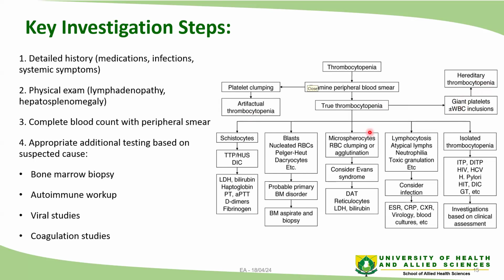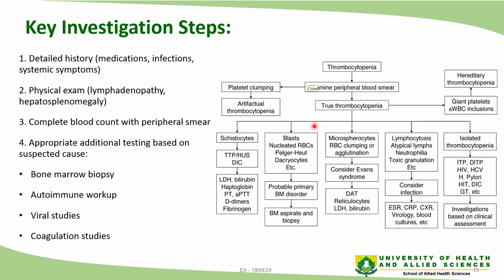And again, if it's true thrombocytopenia and you find schistocytes, then this could point to what we call microangiopathic hemolytic anemia, which in this case could be as a result of TTP, that is thrombotic thrombocytopenic purpura, the hemolytic uremic syndrome, or disseminated intravascular coagulation. And all these investigations here can help you to confirm which of these is responsible for the low platelet count. So LDH, bilirubin, haptoglobin, PT, PTT, D-dimer, as well as fibrinogen.